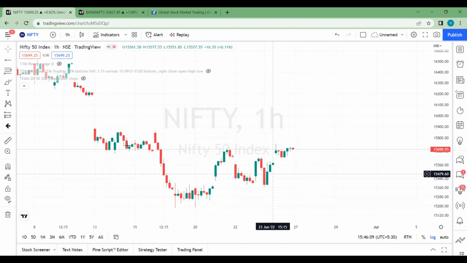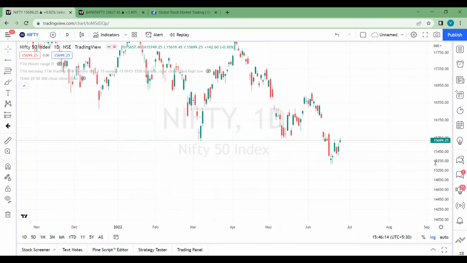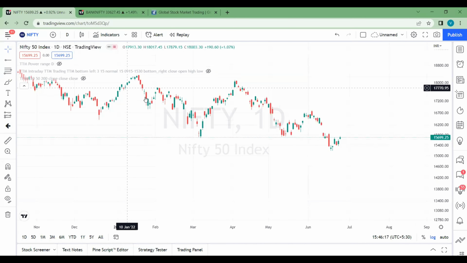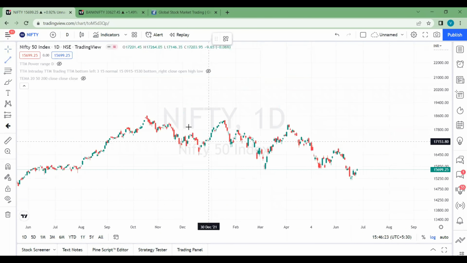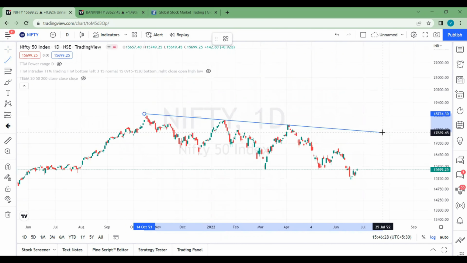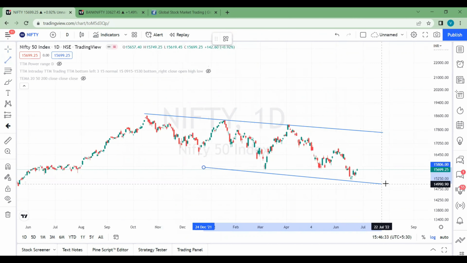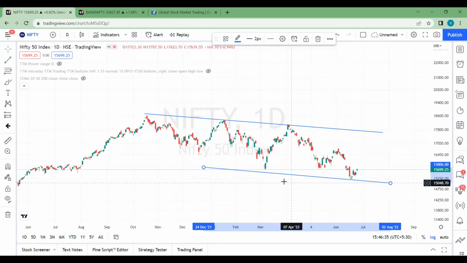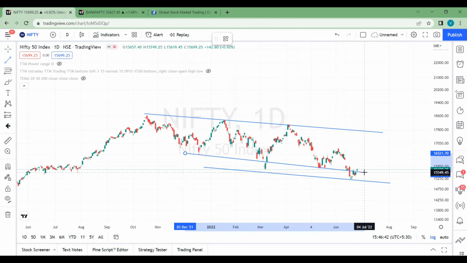Okay, so coming to the Nifty part, let's see the daily time frame. Nifty and Bank Nifty are almost following a similar trend. We can see a similar trend followed here in the Nifty too. And I can see in the Nifty, something like this could be the resistance and the support, or the channel pattern.